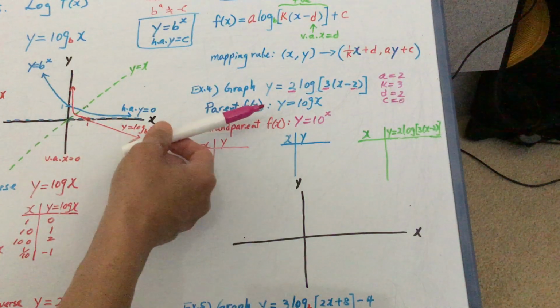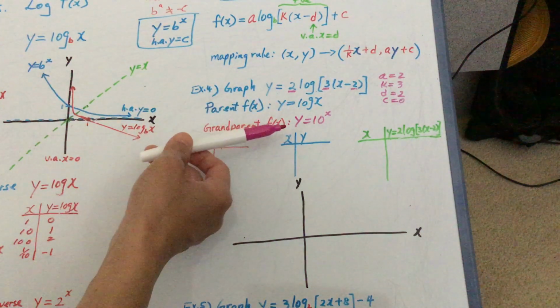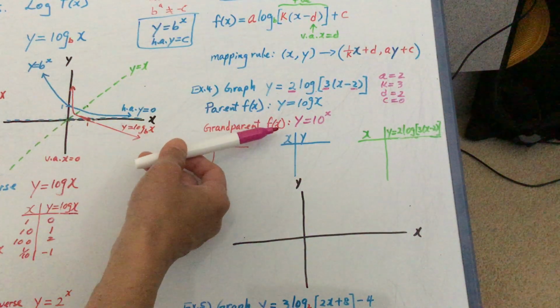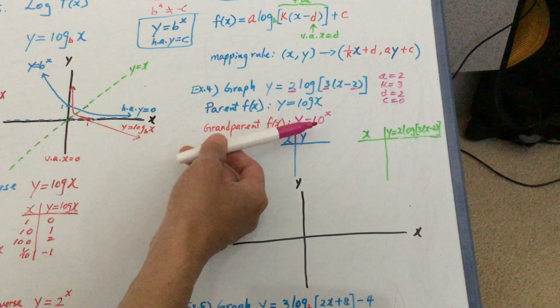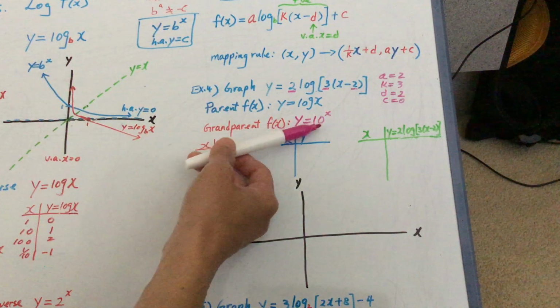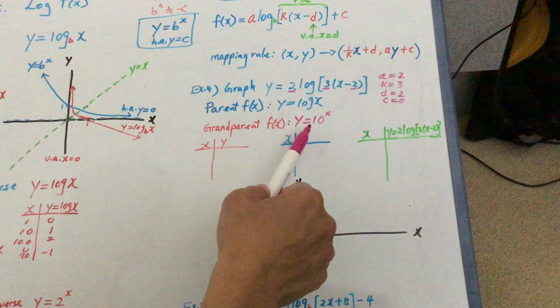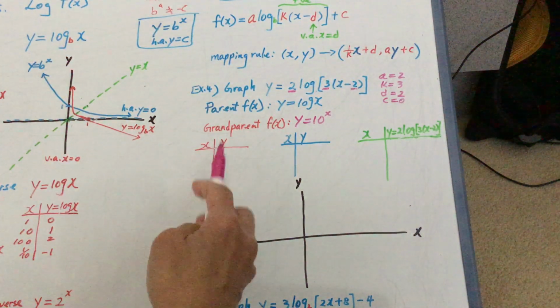And then go one more step, from the parent to the grandparent function, and the grandparent function always refers to the exponential form of the parent. So it becomes y equals 10 to the power of x. Now, when it comes to y equals 10 to the x, it's a lot easier for us to create this table of values.